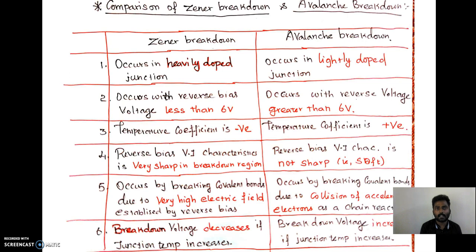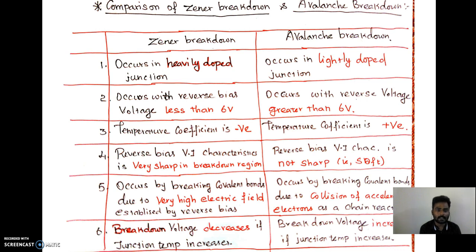And here I show the comparison of Zener breakdown and avalanche breakdown. Zener breakdown occurs in a heavily doped junction, whereas avalanche breakdown occurs in a lightly doped junction. Zener breakdown occurs with a reverse bias voltage less than 6 volts, whereas avalanche breakdown occurs with a reverse voltage greater than 6 volts. For Zener breakdown, the temperature coefficient is negative, whereas for avalanche breakdown the temperature coefficient is positive. And for Zener breakdown, the reverse bias voltage and current characteristic is very sharp in the breakdown region, whereas for avalanche breakdown the VA characteristic is not sharp, it is very soft.